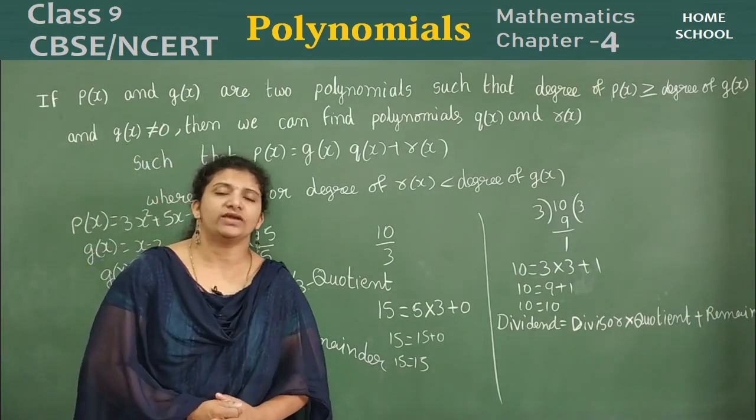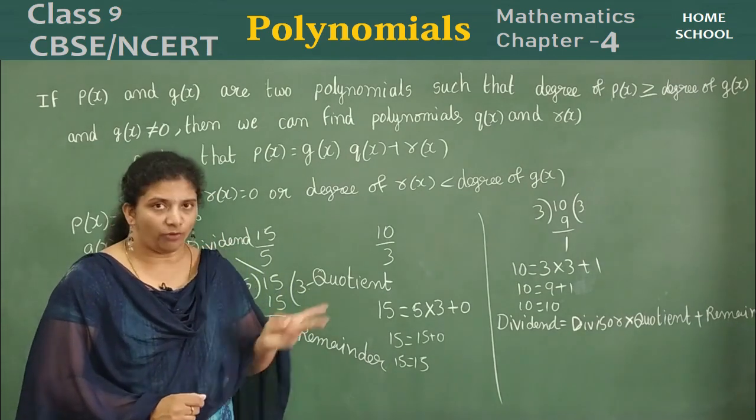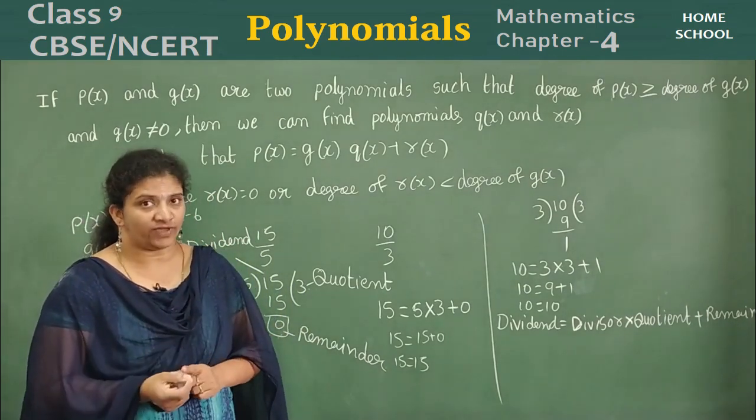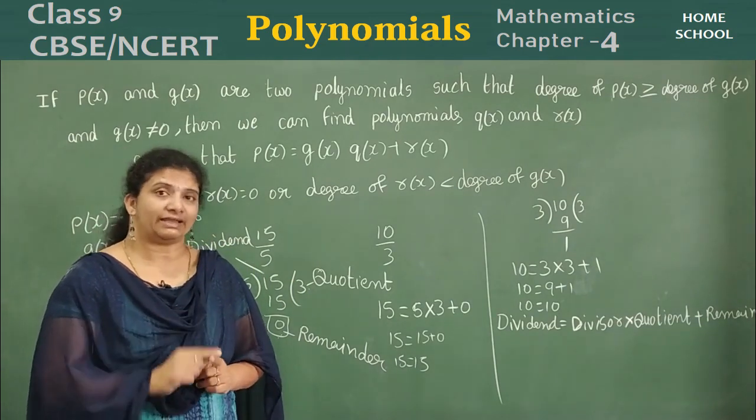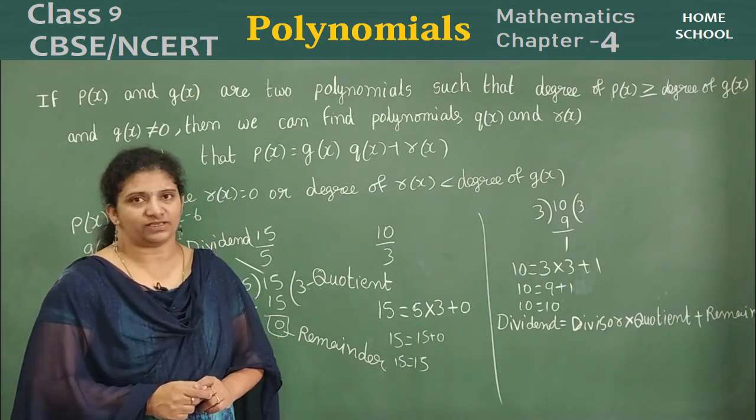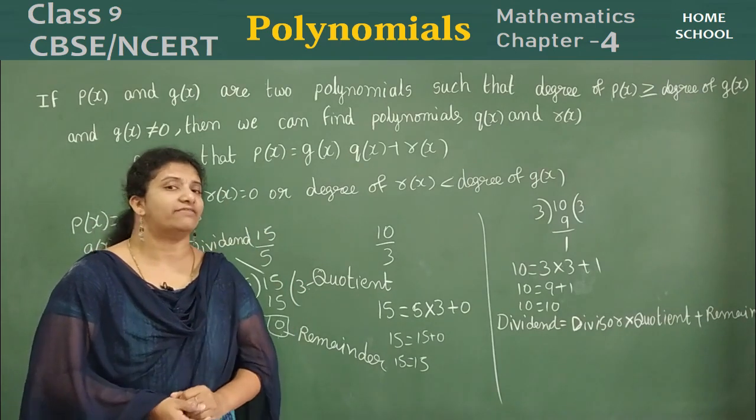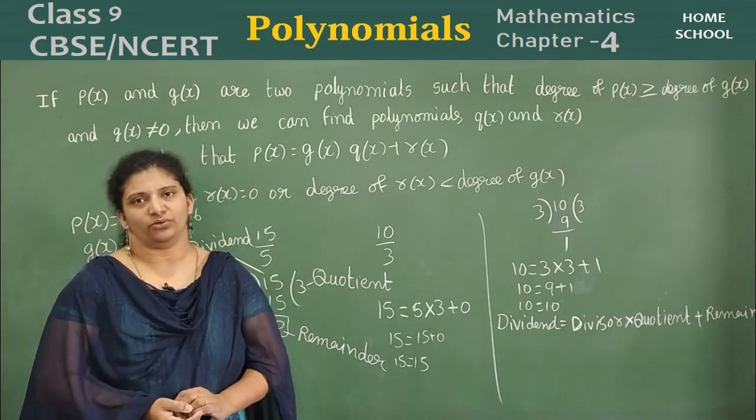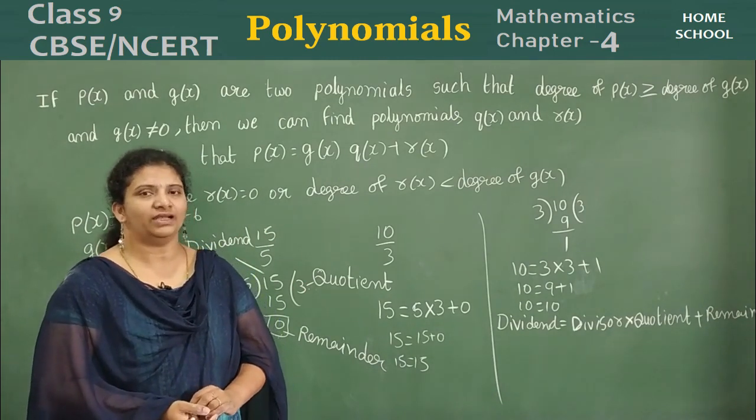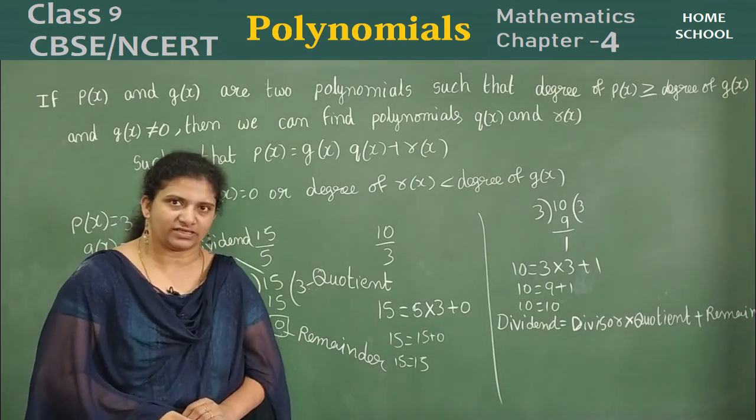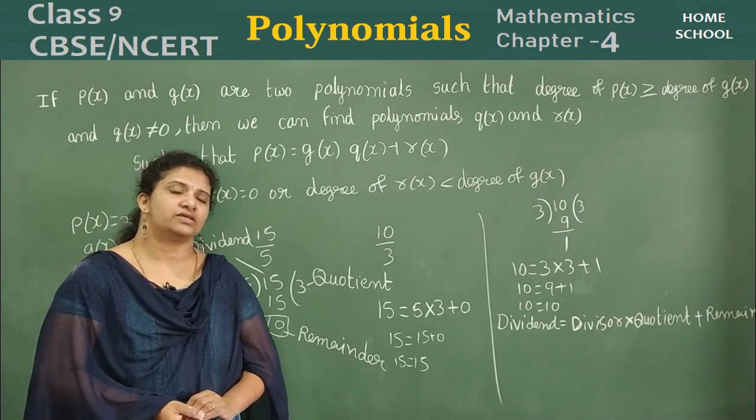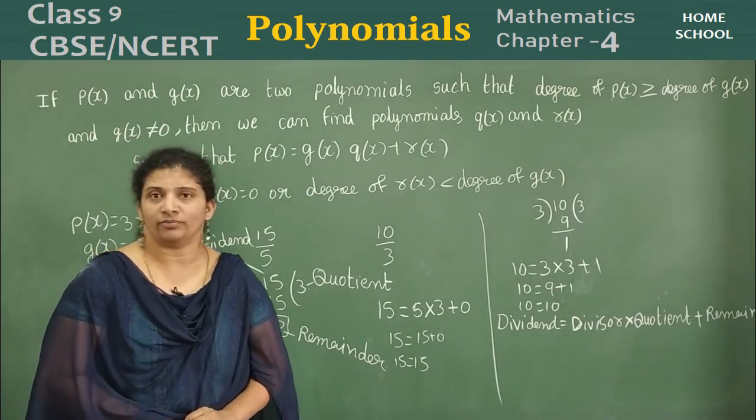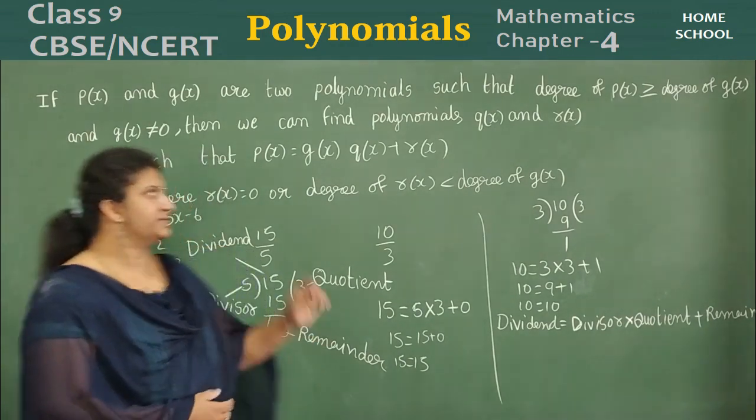If p of x and g of x are two polynomials where the degree of polynomial p of x is always greater than or equal to g of x, and g of x is never equal to 0, that is, not equal to 0, then we can get q of x and r of x. What is q of x? Quotient of the polynomial, and remainder of the polynomial is r of x.